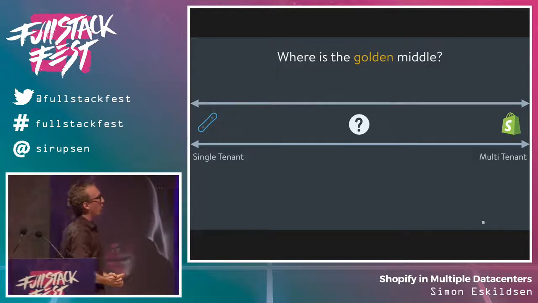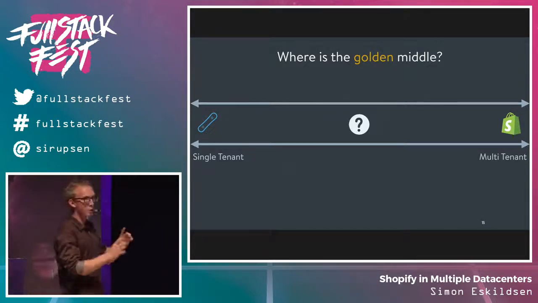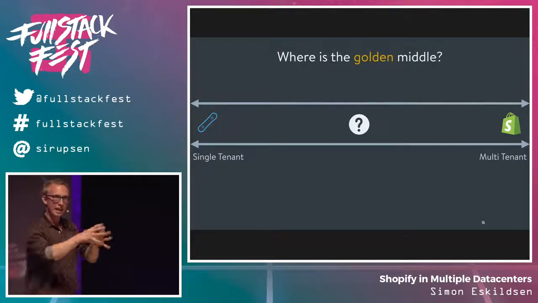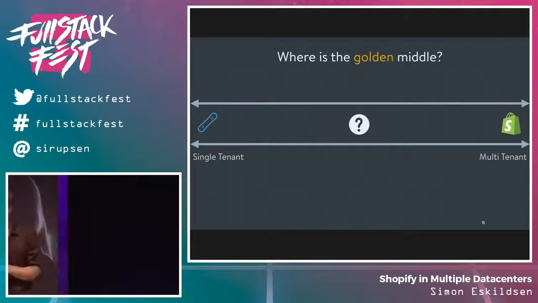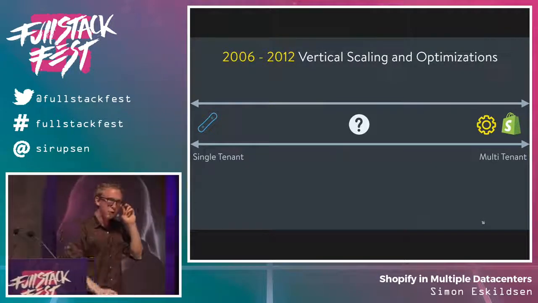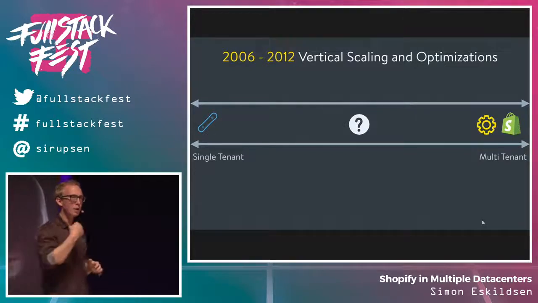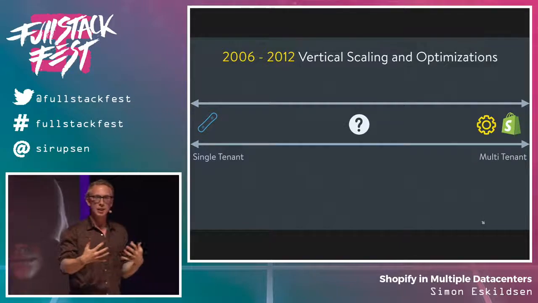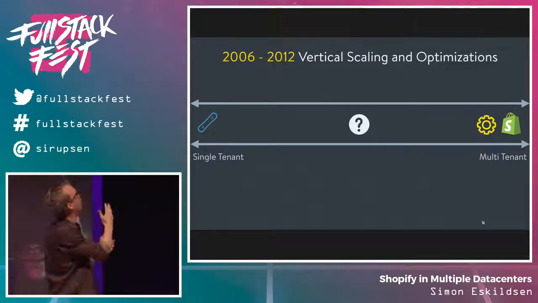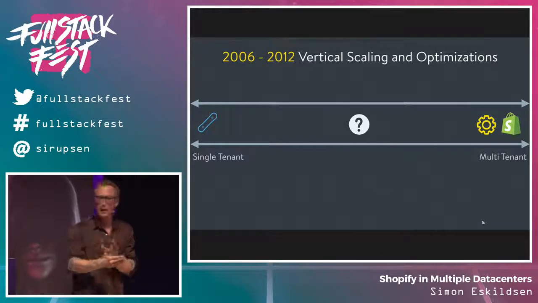So where is that golden middle? Where do we get the best of the single-tenant world of just running that one snowboard store that can never impact any other store, and then having that big platform that supports all of them? So from 2006 to 2012, we moved a little bit in on that spectrum. We started doing a lot of work here and there to optimize the application to get a little bit more of the benefits of the single-tenant side and a little bit fewer of the drawbacks of the multi-tenant side.